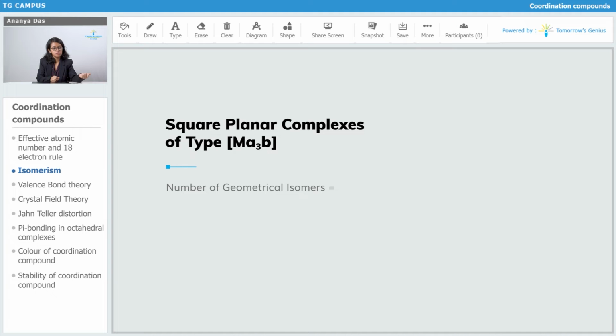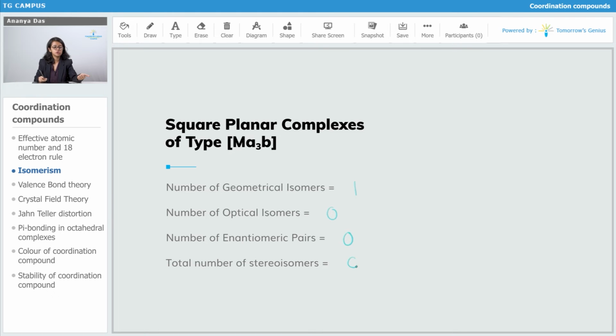So if you say what are the number of geometrical isomers, you will say 1, but it will not show any geometrical isomerism. Then the number of optical isomers is going to be 0 because that was optically inactive. So the number of enantiomeric pairs is also going to be 0, which makes the number of stereoisomers equal to 0 plus 1, which is equal to 1.